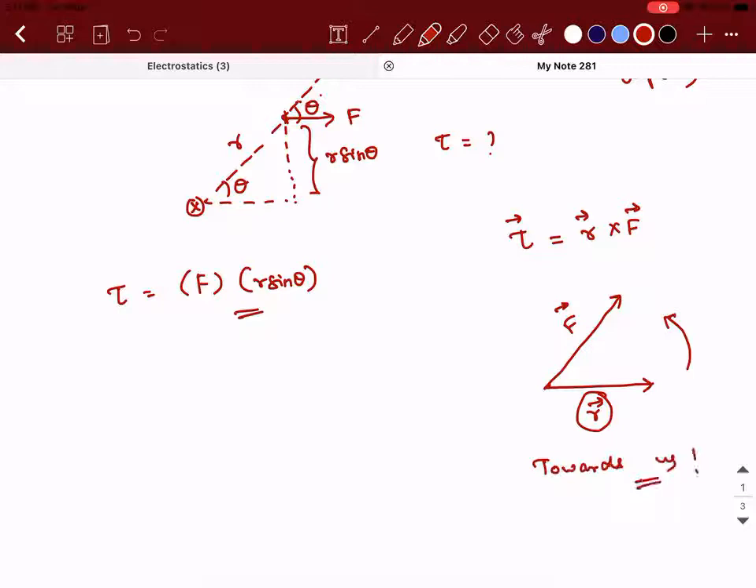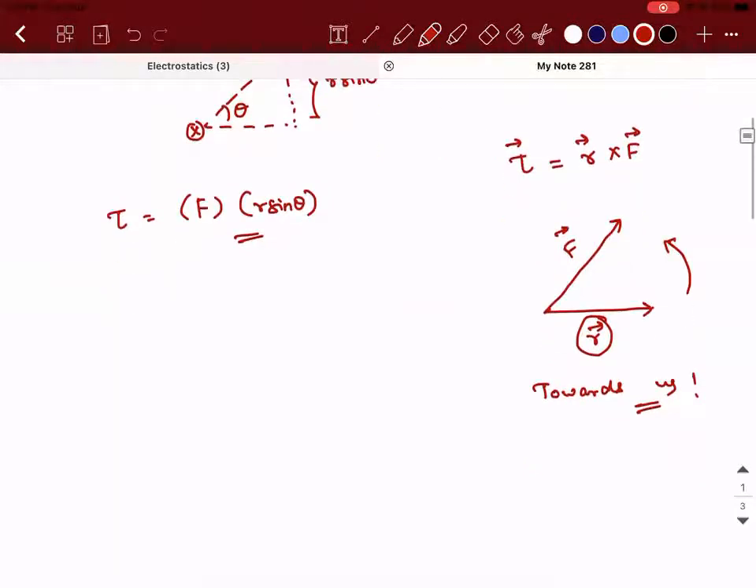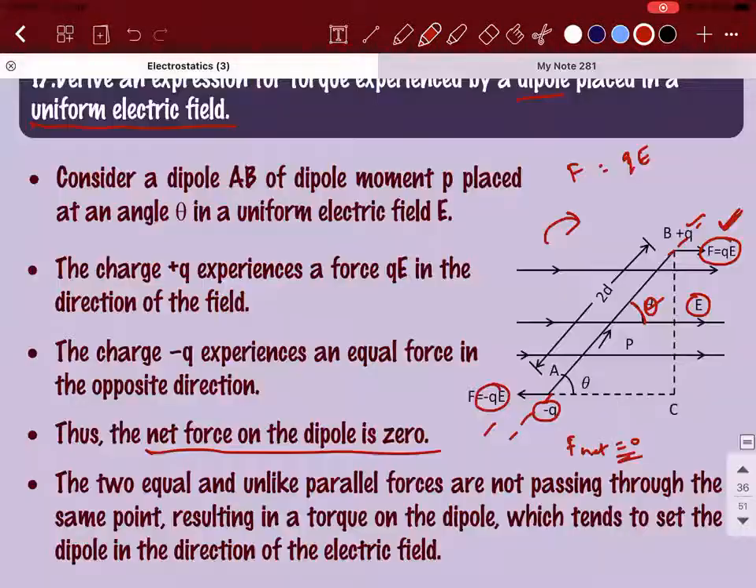Is this point clear to everyone? So for people who are online, is it clear? Yes, sir. Okay. It is towards us. So having all these points in mind, let's get back to the derivation.